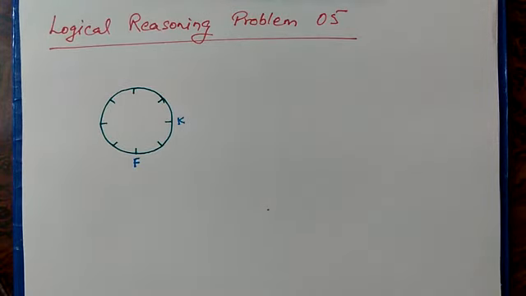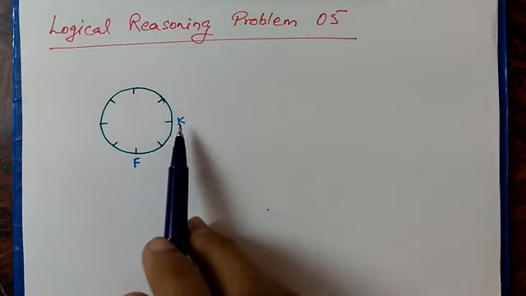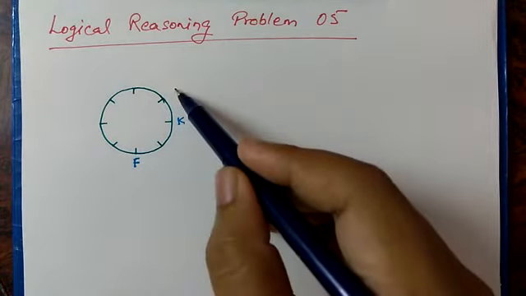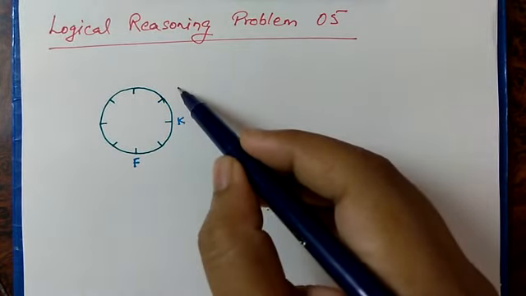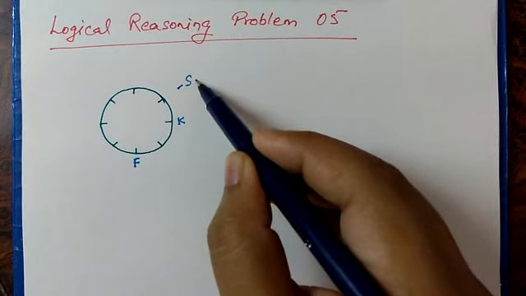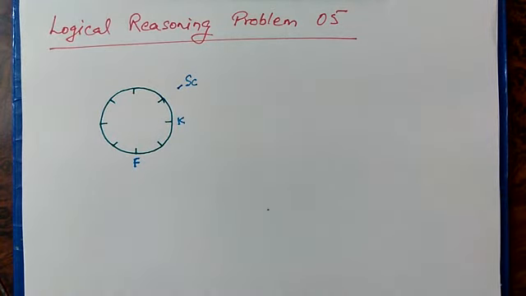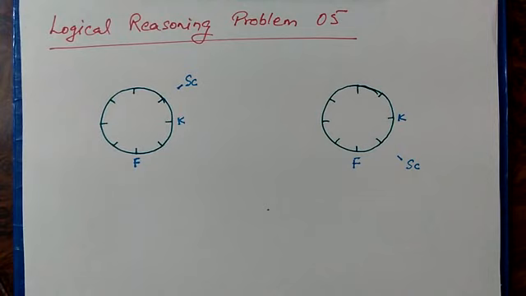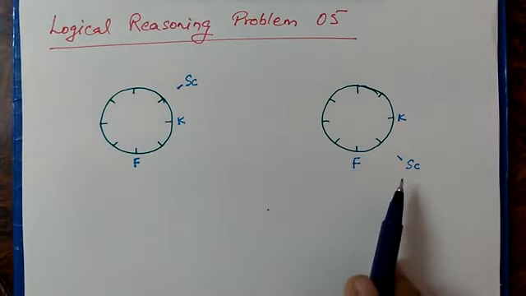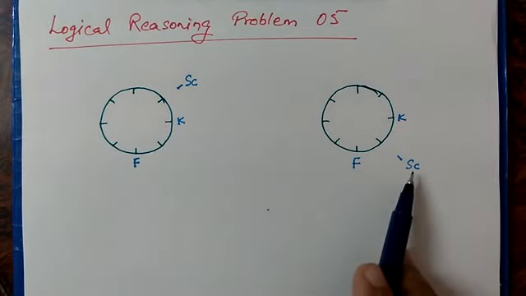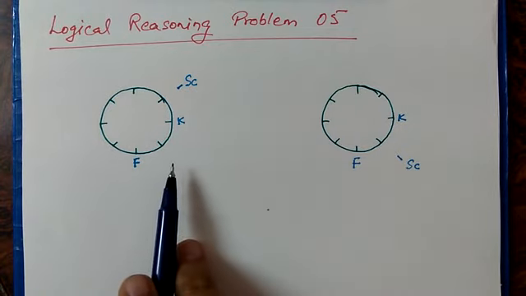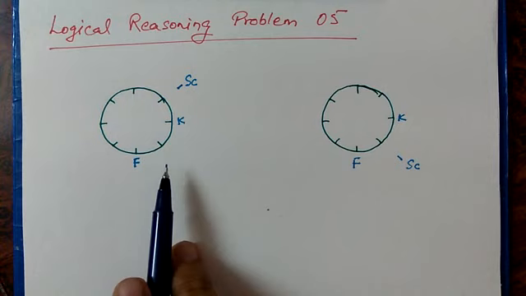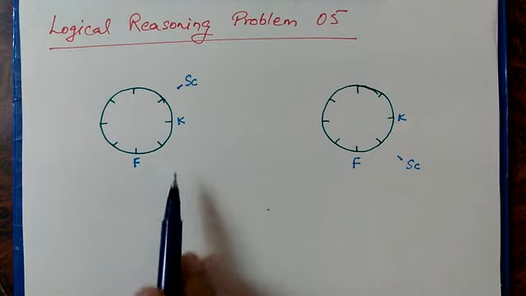Okay, the second condition is the scientist is an immediate neighbor of K. If this is K, then there are two positions we can put the scientist, either here or here. So let's arbitrarily put the scientist here. SC is the scientist. I am having another diagram where it is showing the scientist on the left side of K. So these are the two possible cases which are satisfying the second condition, that the scientist is an immediate neighbor of K.